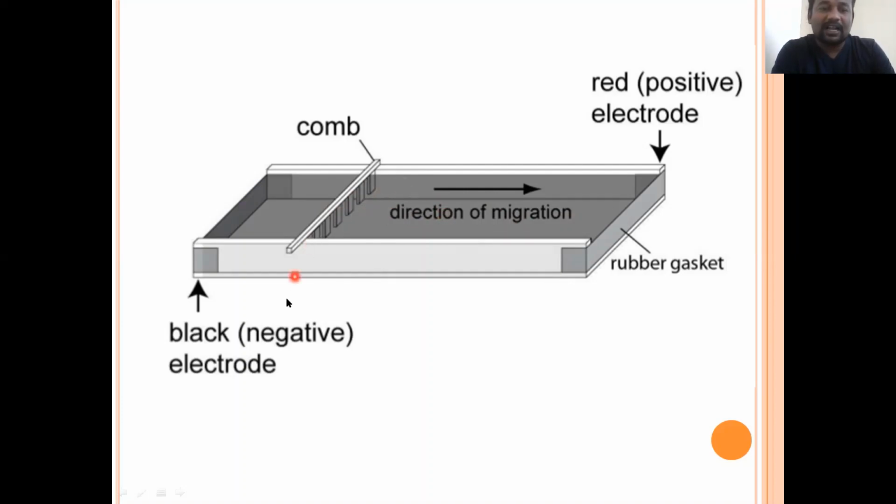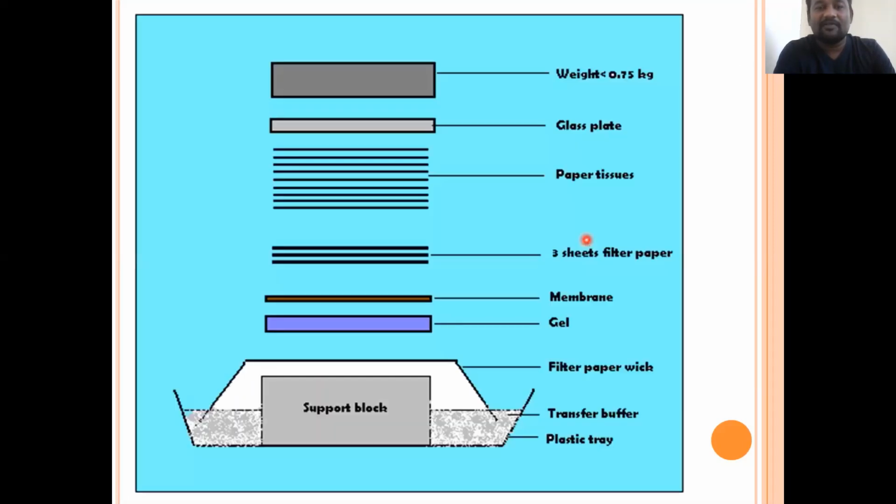The movement occurs from negative to positive electrode, since the DNA and RNA are negatively charged. These negatively charged molecules move towards the positively charged electrode. Once the separation is finished, the gel is taken away from the upper system. Then we can go for the transfer of the gel containing DNA or RNA or protein bands into the membrane, that means either nylon or nitrocellulose or any other membrane paper.